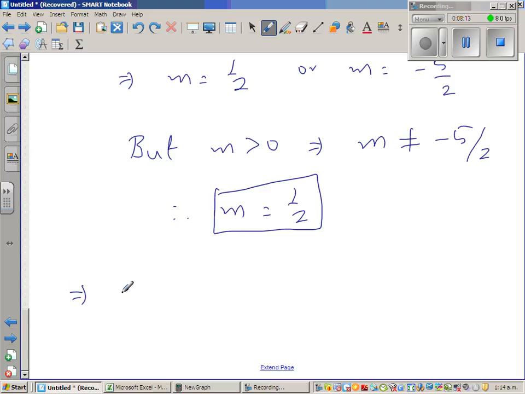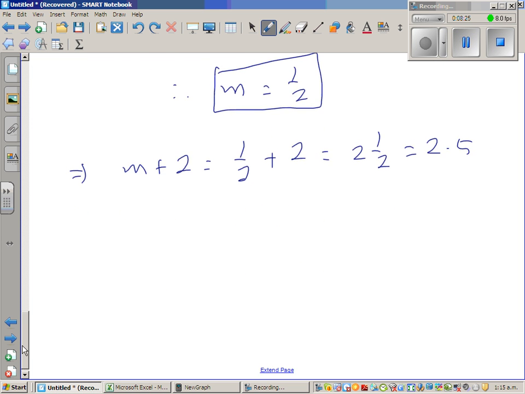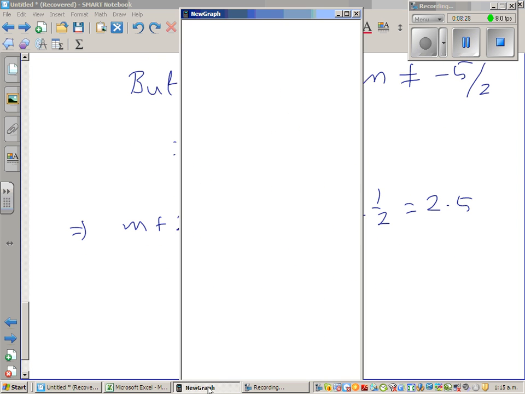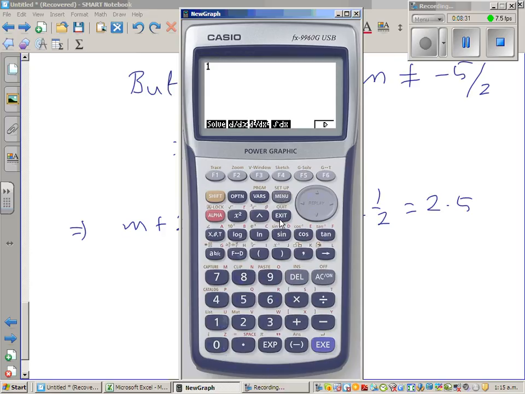So m plus 2 is half plus 2, which is 2.5. We're going to use a calculator to check whether this will work. You go to your run menu, then option, calculus, integration, x squared, comma, 0.5, comma, 2.5, and this is 5 1/6. Just to show you, 5 plus 1 divided by 6 gives you the same number. So our answer is right. So m is half.